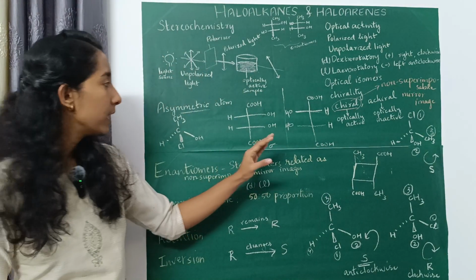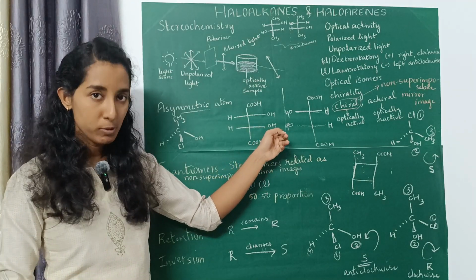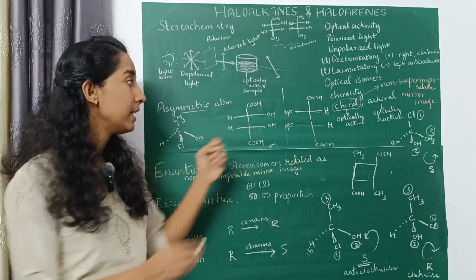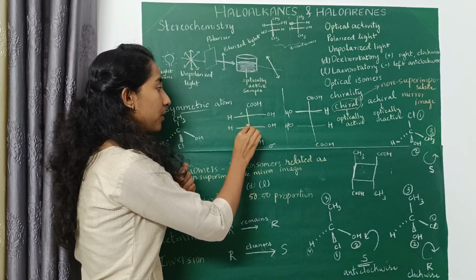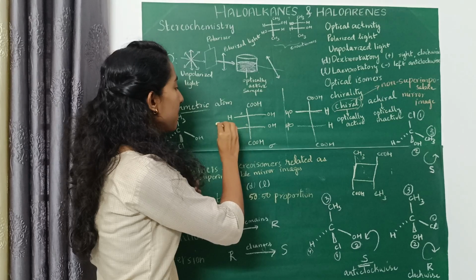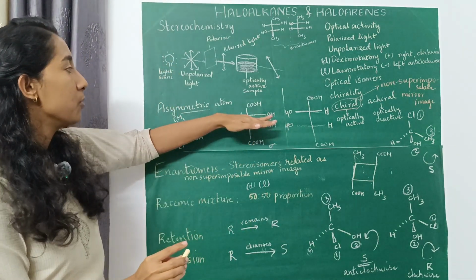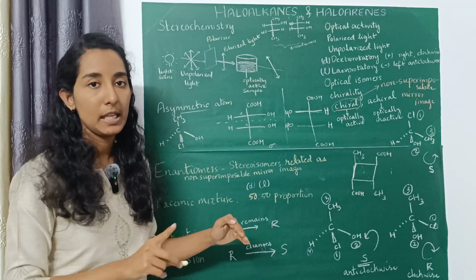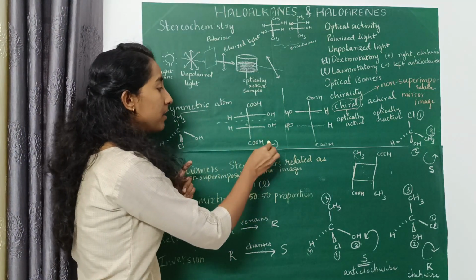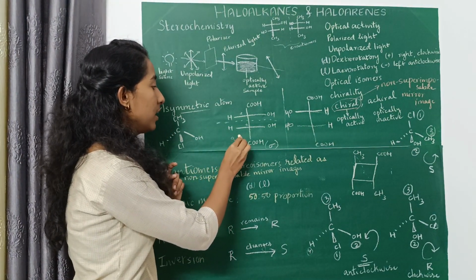If you look at this, you feel like it is non-superimposable, but actually, is it optically active? No, it's not optically active, even though it has two asymmetric centers. Why is it not optically active? The reason is it has a plane of symmetry. If you pass a plane of symmetry over here, you have a plane of symmetry. Because of this symmetry, it is not optically active, so it is achiral.